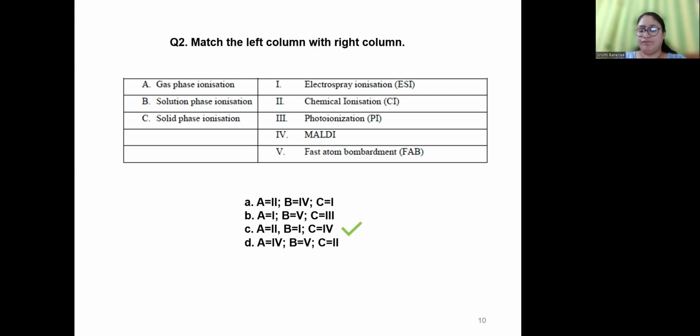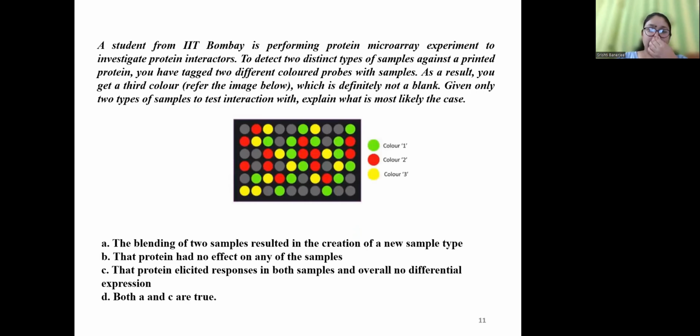Yes, ma'am. Okay. So now, shifting from mass spec to microarrays. Just have a read, and then we'll discuss what the question says, and then I'll discuss what it means.